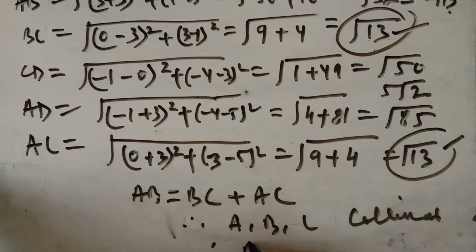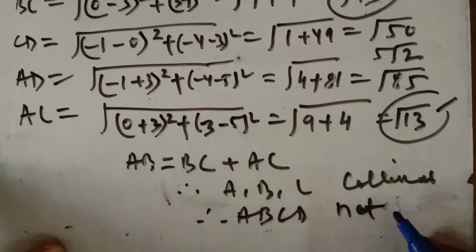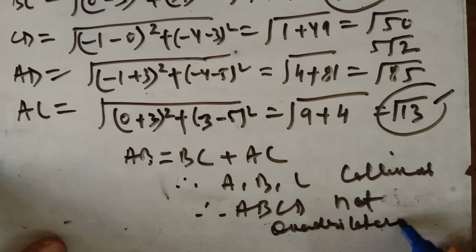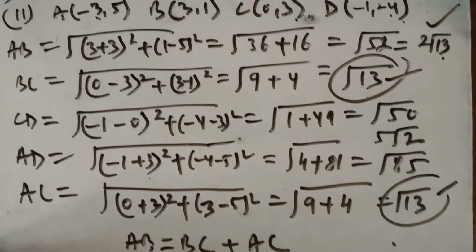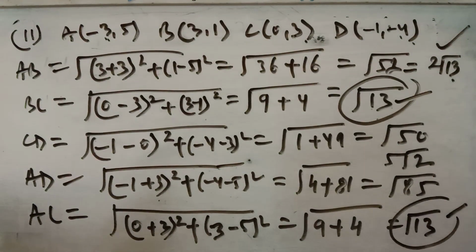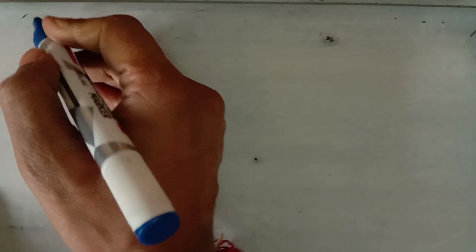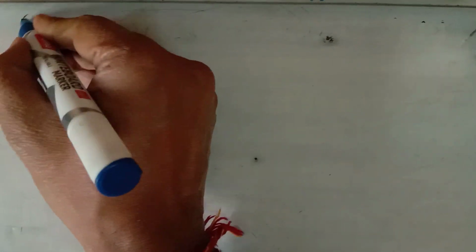Collinear है तो ABCD is not a quadrilateral. ये quadrilateral भी नहीं बना रहा है. It is not a quadrilateral also. So this is 3 points of these 4 given points are collinear. Collinear है, quadrilateral भी नहीं बना रहा है. Let us take the third part of this question number 6.